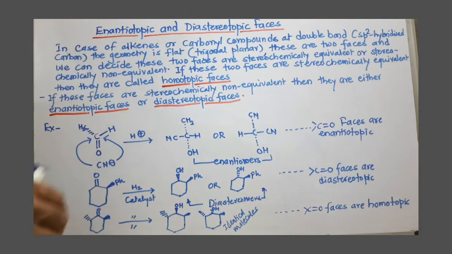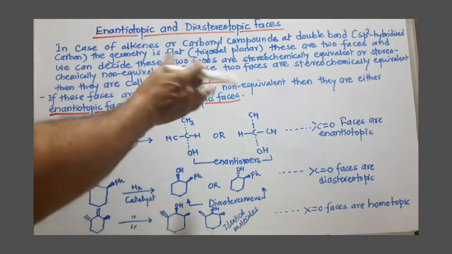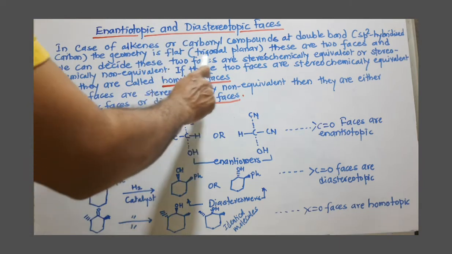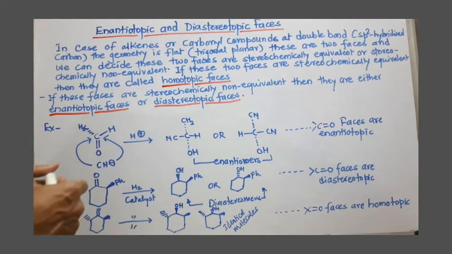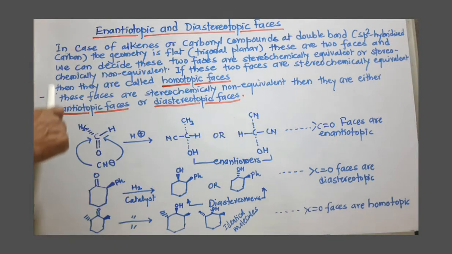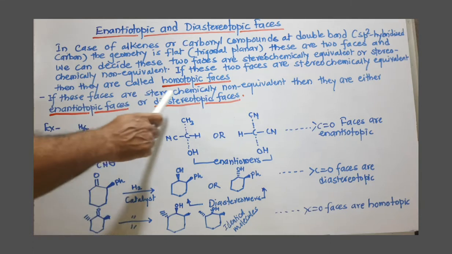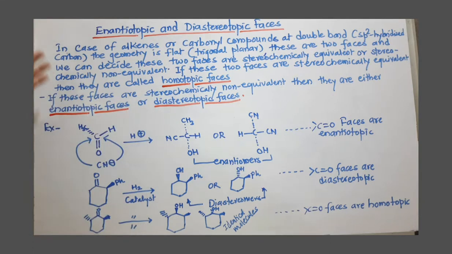If they are stereochemically equivalent, that kind of faces are called homotopic faces. They are identical. And if they are stereochemically non-equivalent, they are either enantiotopic faces or diastereotopic faces. We'll discuss this by considering three examples.